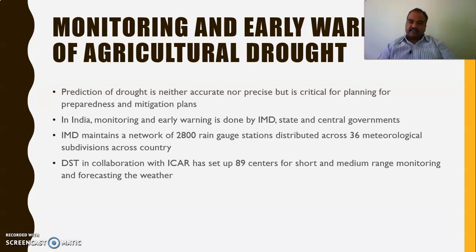See the third point here, IMD maintains a network of 2,800 rain gauge stations all across our country. These are distributed across 36 meteorological divisions across the country. So every moment it will be watching how much rainfall there is across these 2,800 stations. And the DST, Department of Science and Technology in our country, in collaboration with the ICAR, has set up 89 centers for short and medium range monitoring and forecasting of weather. So these 89 centers will forecast and monitor the weather.